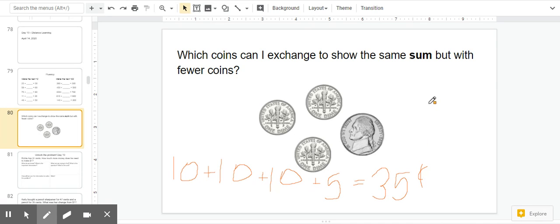I know that a quarter is worth 25 cents. So if I took a quarter, I'll write a 25 in it so we know that it's a quarter. All I would need is 10 more, 1 dime, and that would make 35 cents. There I'm only using 2 coins to make 35 cents instead of using 4 coins. So that's one way to make it with fewer coins.